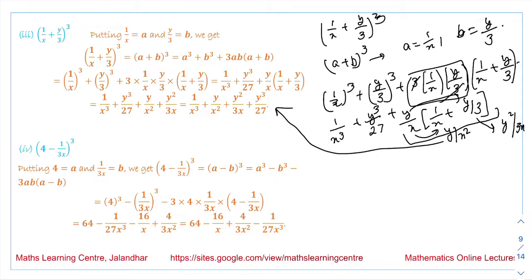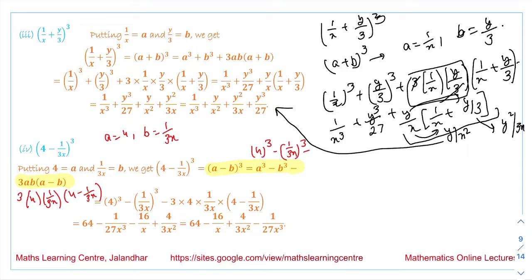Similarly, in the next part we have (4 - 1/(3x)) whole cube. Using the notation of a and b, a is equal to 4 and b is equal to 1 by 3x. The formula we are using here is (a - b) whole cube. We substitute the values, so you will get 4 cube minus (1 by 3x) cube minus 3 times a, which is 4, b, which is 1 by 3x, then (a - b), which is 4 minus 1 by 3x.